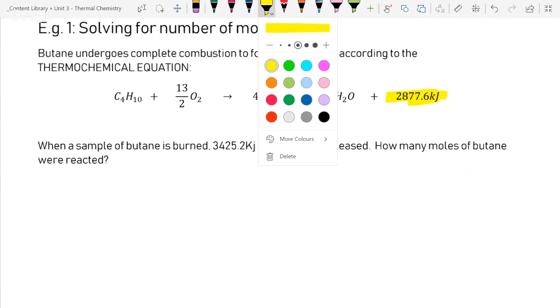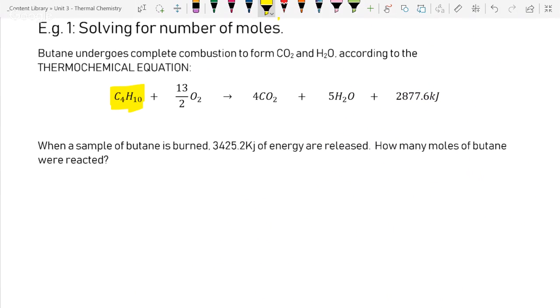So here we have a reaction where we take C4H10, what is that? Butane. So butane reacts with oxygen, and what's it make? Water, carbon dioxide, and what else does it make? Yeah, it releases energy. It releases 2,877.6 kilojoules. For every 1 mole of butane that gets used, we get 4 moles of carbon dioxide, 5 moles of water, and we release 2,877.6 kilojoules of energy.